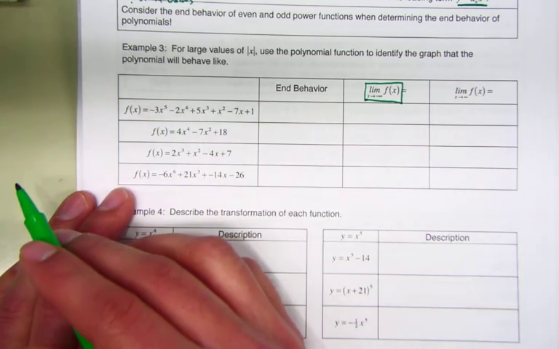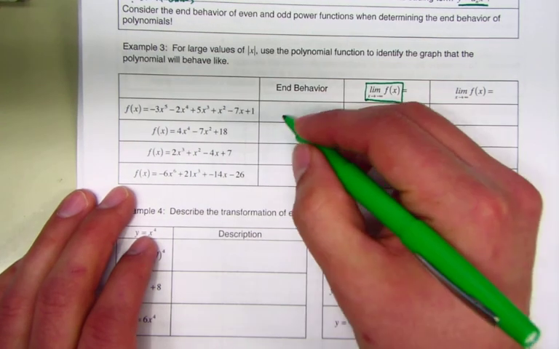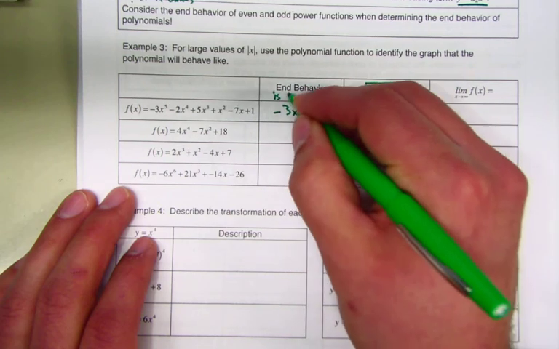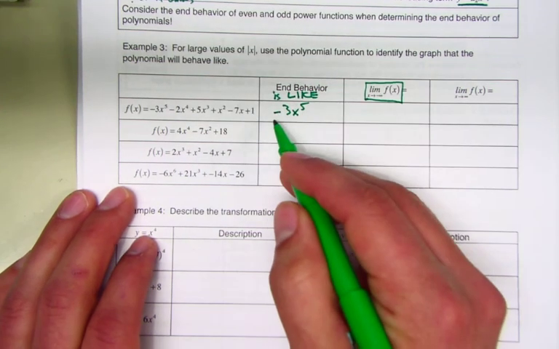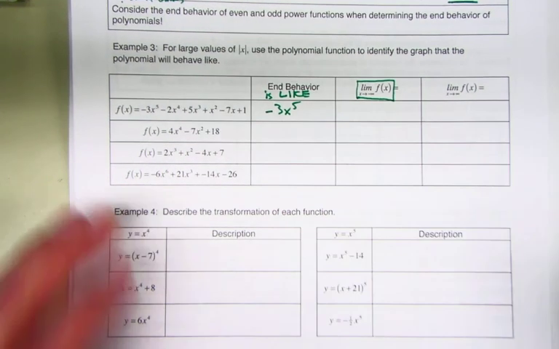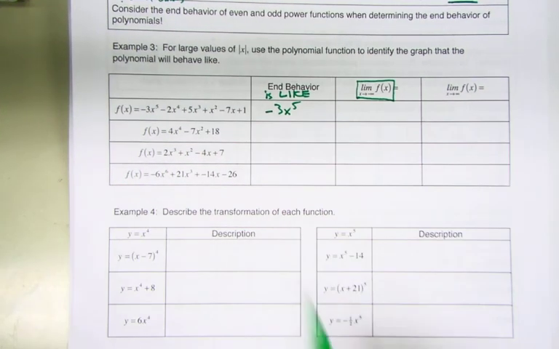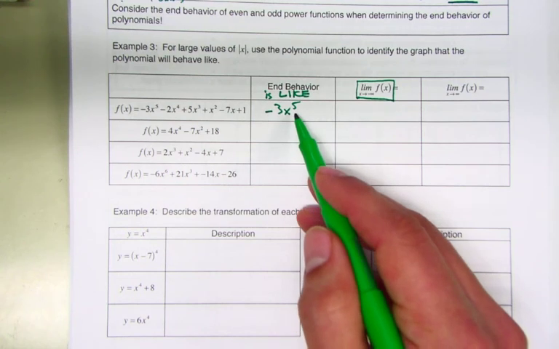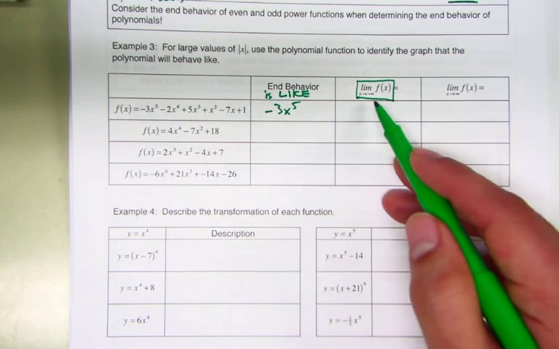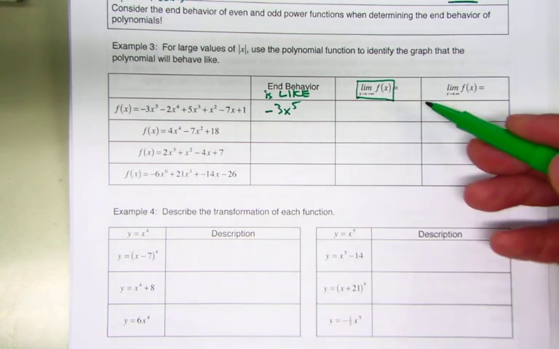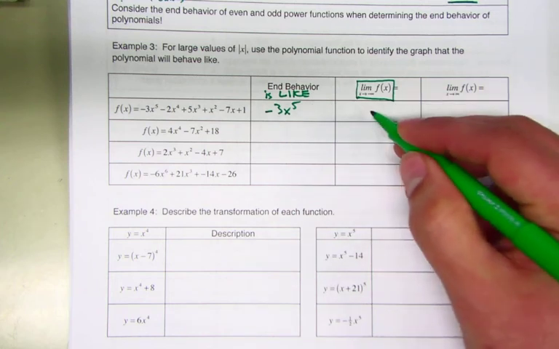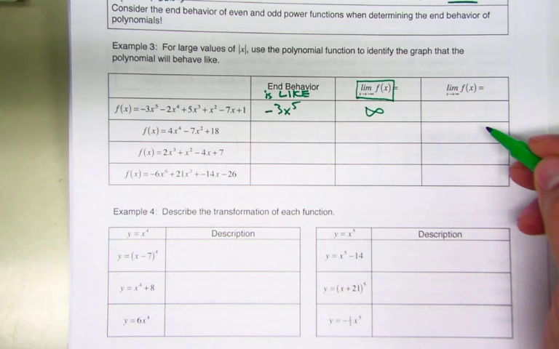What's the highest degree? So negative 3x to the 5, I'm going to say end behavior is like whatever it is for negative 3x to the 5, right? So try to do this without looking at the picture now. If it's odd and it has a negative in front, what's going on if I go all the way to the left of the graph? Where's the graph headed? To positive infinity. Does that make sense?